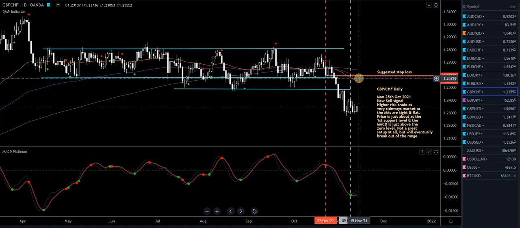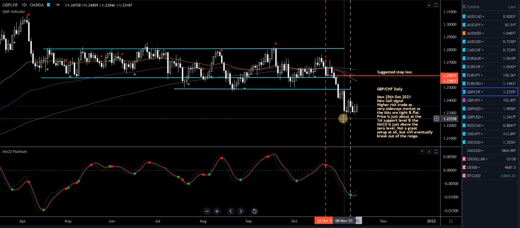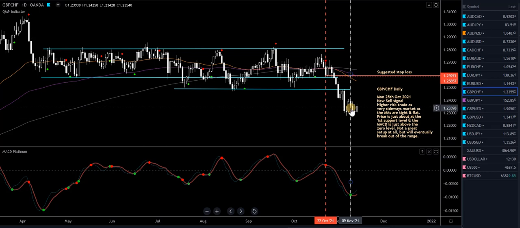So this is one trade. Say we got the buy signal on Monday. This is one I'd take a buy with, I'd call it an ugly trade. So it'd be a low percentage risk, and I'd definitely leave that sell trade on. So that's just the way you've got to look at it.